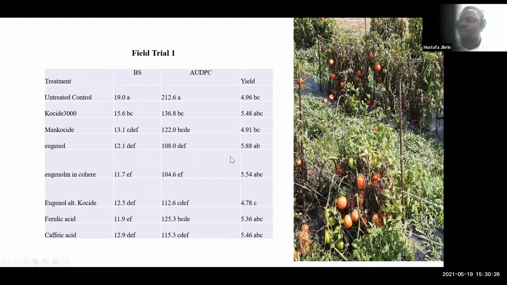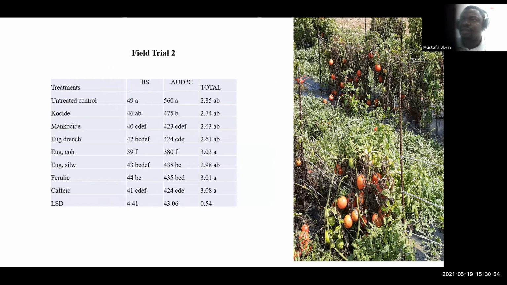And there was not much effect on the yield. As I said earlier, some chemicals have been tested before and they have an effect on the yield. But in this case, the yield probably remained the same for the most part. So there was not much difference in the yield, but we had a little better control against the bacterial spots than the untreated control. The same thing we found in the second year field trial.